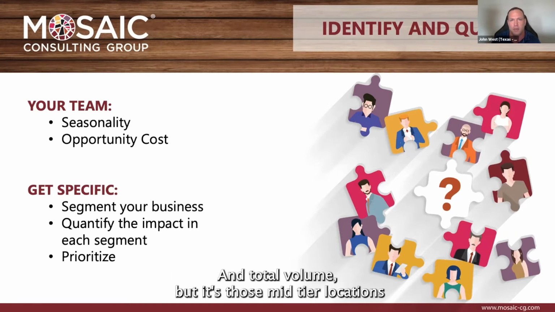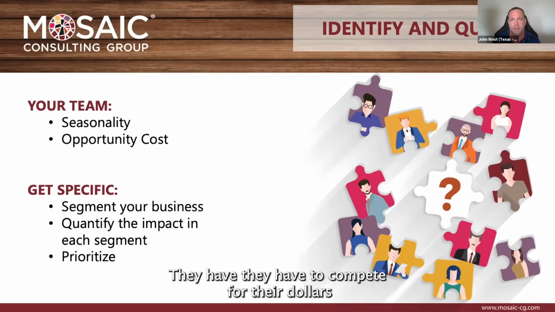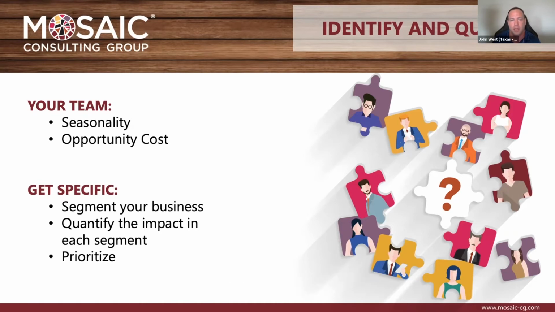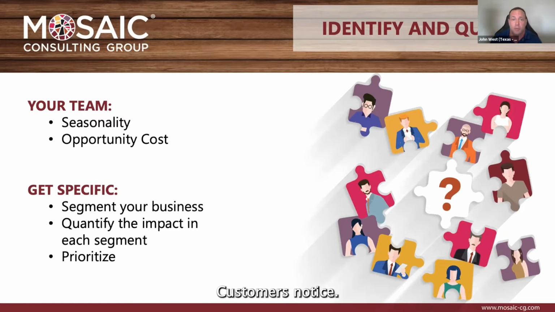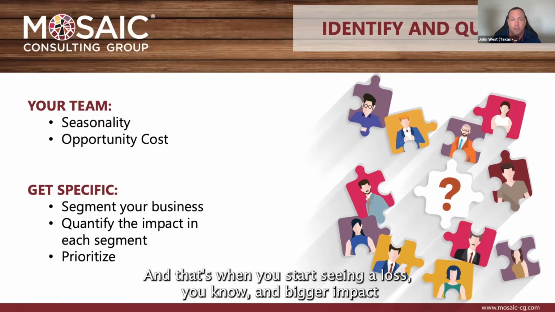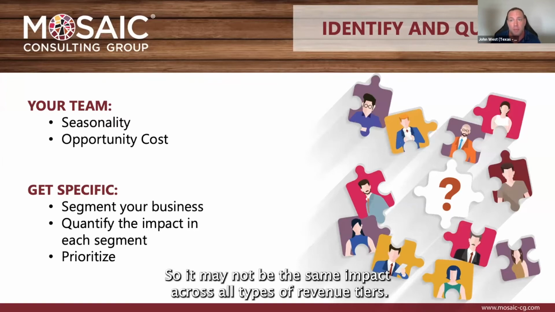But it's those mid-tier locations where service was their differentiator, right? They have to compete for their dollars and get people to come into the location. If they're understaffed, they're missing that service goal. Customers notice, and that's when you'll start seeing a loss, and a bigger impact in that mid-tier group, right? So it may not be the same impact across all types of revenue tiers.